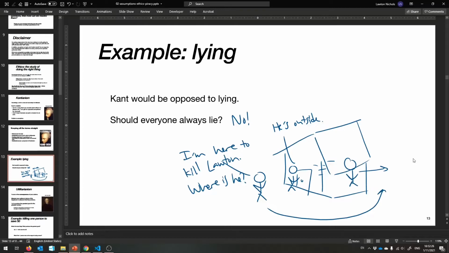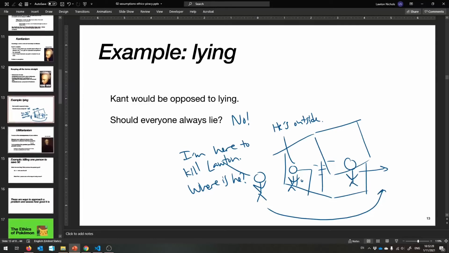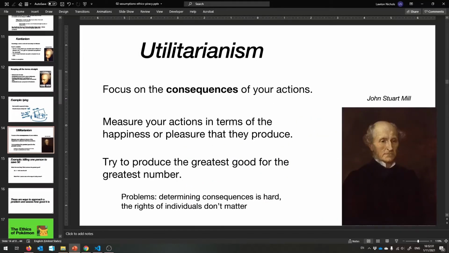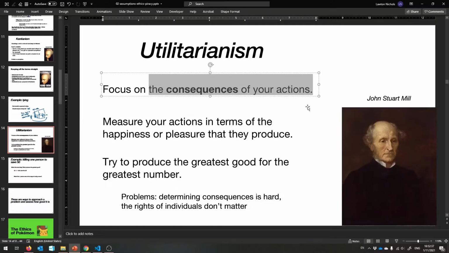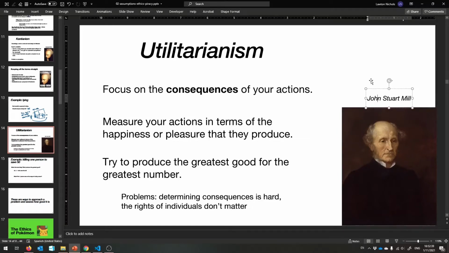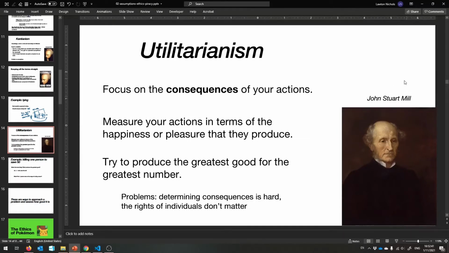Okay, so that is Kantianism in a nutshell. Let's talk about utilitarianism now. And so utilitarianism is about utility. It focuses on the consequences of any actions. It was popularized by a few people, one of which, probably the most famous, is John Stuart Mill. Again, these people just look like philosophers.